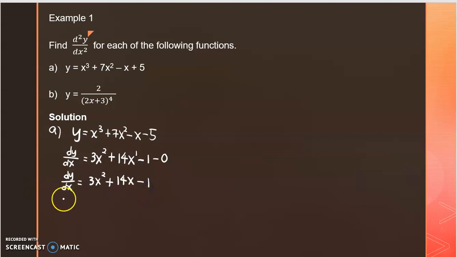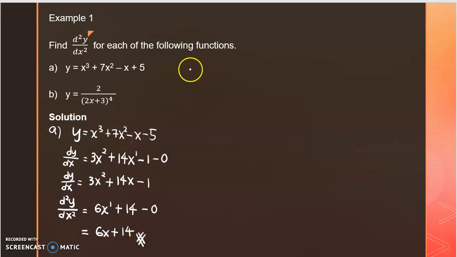Here comes the second derivative. Again, second derivative of y with respect to x. So we just differentiate the first derivative. So from 3x squared, I should have 6x to the power of 1. Differentiate 14x, we should have 14. Differentiate constant, I should have 0. So here, our second derivative is 6x plus 14. Next, we move on to question B.